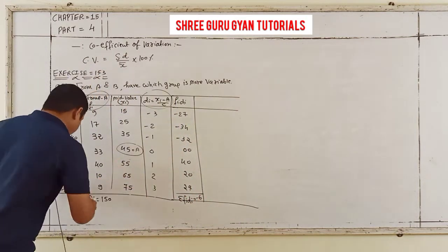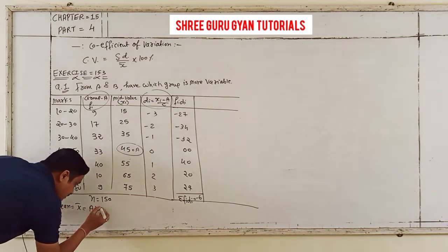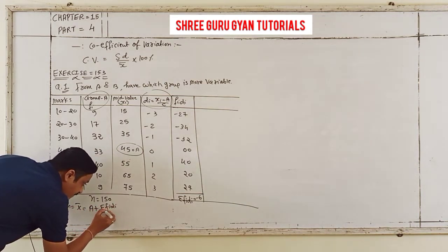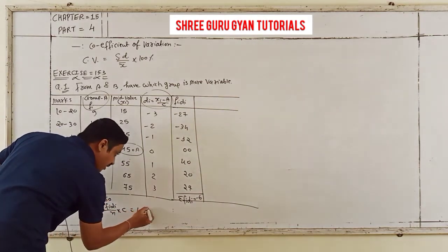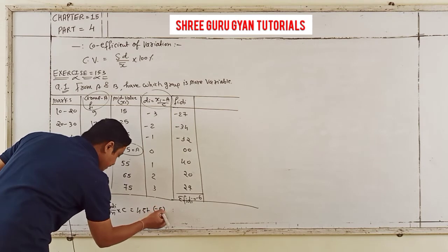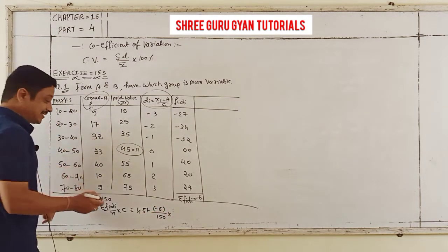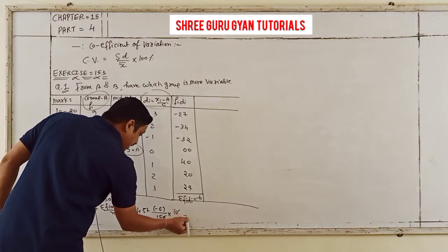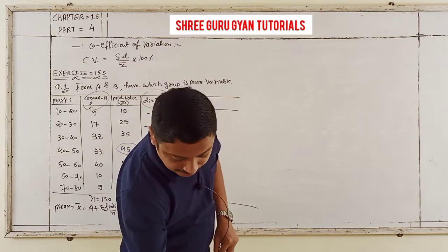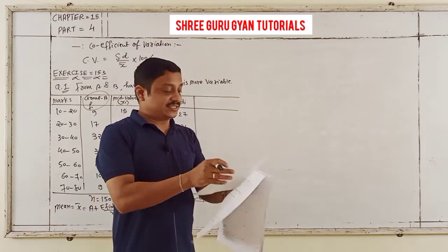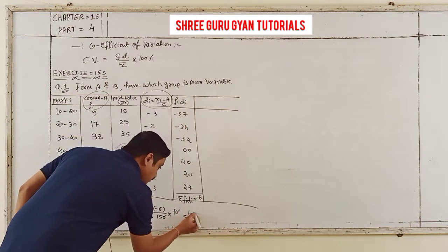Now first I define the mean: x bar equals A plus sigma fidi by n into C. I have A as 45, sigma fidi as minus 6, n is 150 and the class length is 10. That cancels, and on the calculator, 45 minus 6 by 15 gives 44.6. Yes, correct, 44.6.